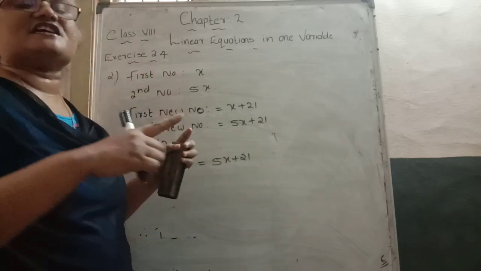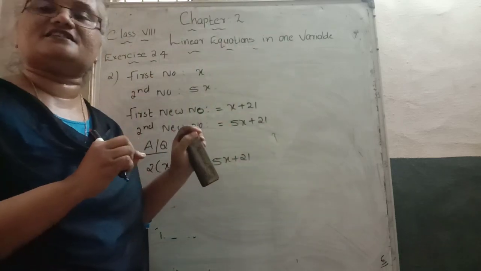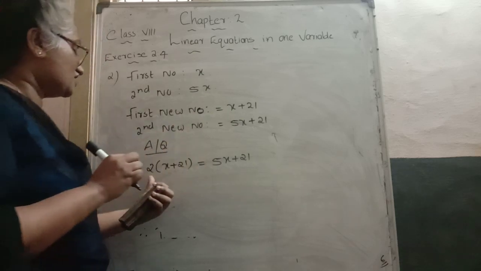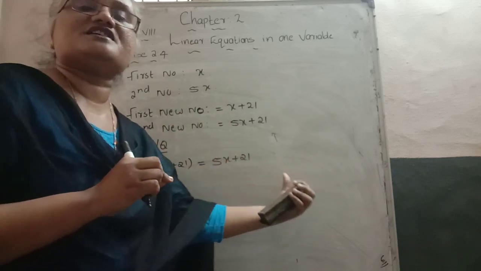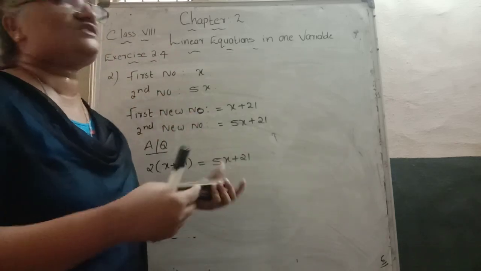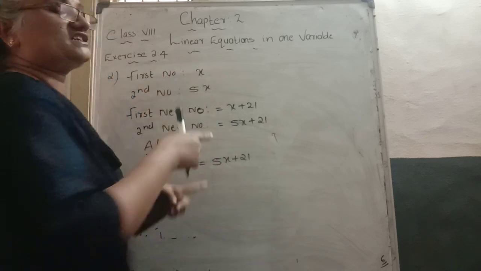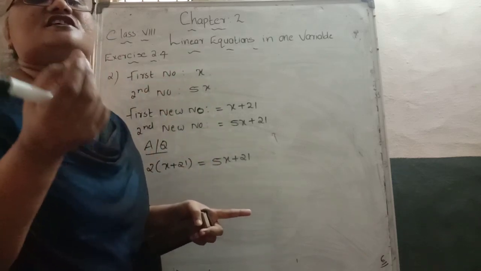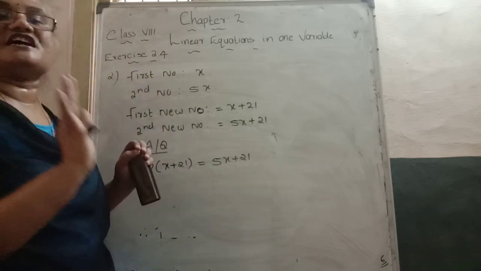One new number is twice the other new number. That is the sentence they have given. So we can write it as 2 into (x plus 21) equals 5x plus 21. Open the bracket and find the x value. Substitute the x value in the first number place and in the second number place, and we will get the two positive numbers. That is the meaning of that question.